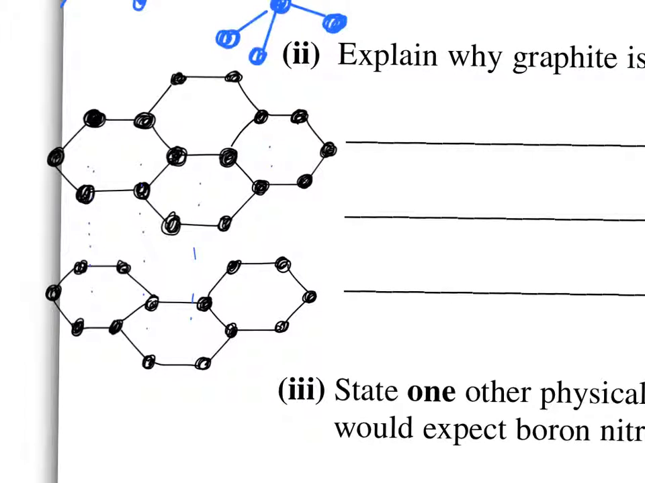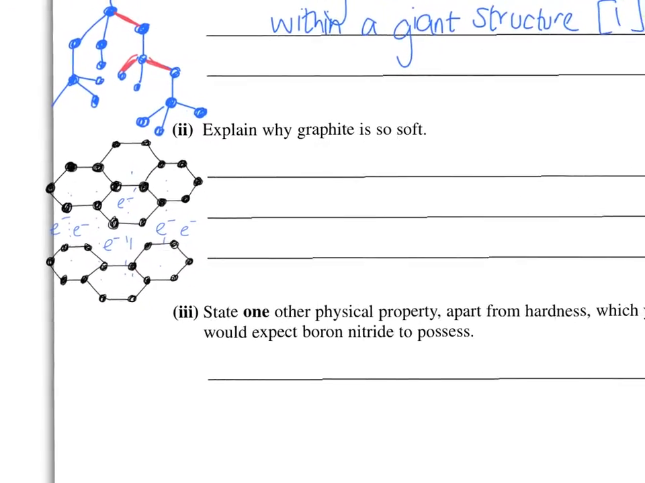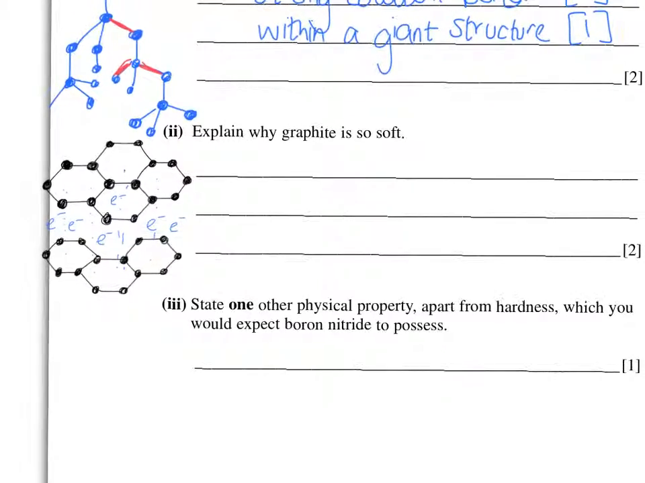So if each carbon atom uses 3 of its electrons for bonding, then each carbon atom has 1 electron that is lost as delocalized electrons that are situated in between the layers, and they're free to move about, and that's why graphite can conduct electricity. But it's the attraction between those layers that holds graphite together, but those attractive forces are weak. So let's think about how we're going to explain why graphite is so soft.